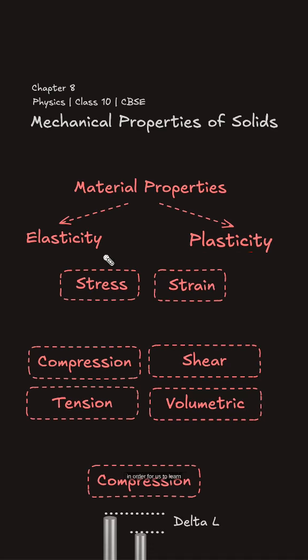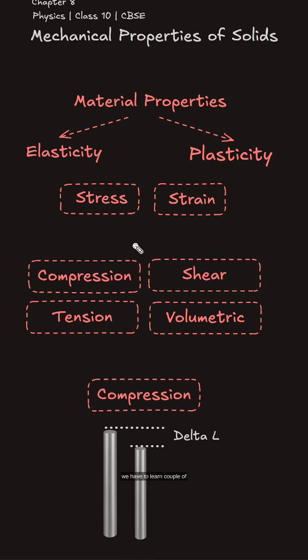Now, in order for us to learn elasticity and plasticity, we have to learn a couple of important technical terms called stress and strain. Stress is force per unit area. This is basically the restoring force. So when you push an object, try to deform it, there is a restoring force, right? And the restoring force acting per unit area is called stress.